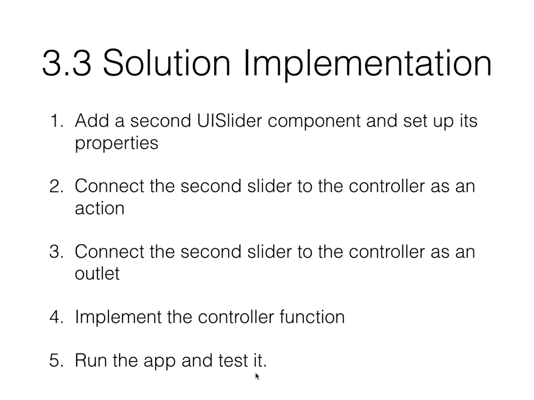So what are the steps in the implementation of the solution? First, we need to work on the view. So we add a second slider component, set up its properties, connect that slider to the controller as an action, and then we're going to connect it to the same function. Then connect the second slider to the controller as an outlet so that we have the ability to retrieve its data. Then implement the controller function.